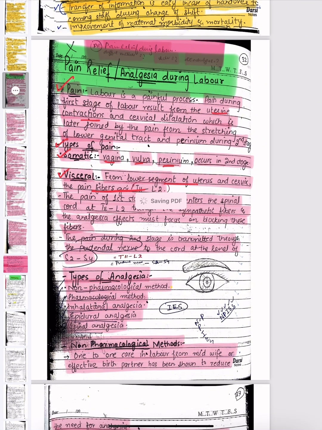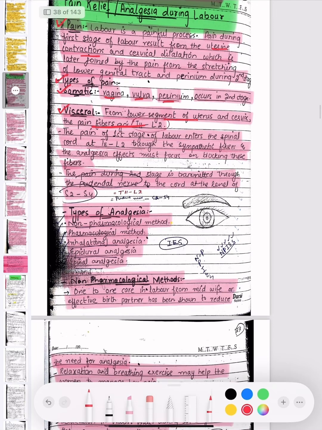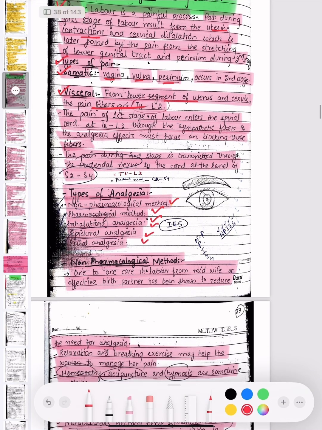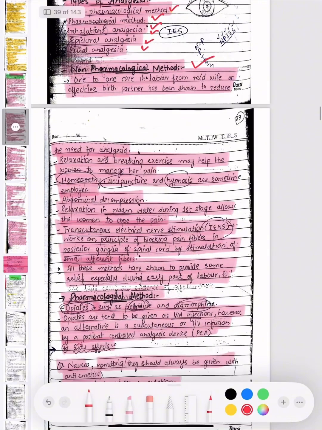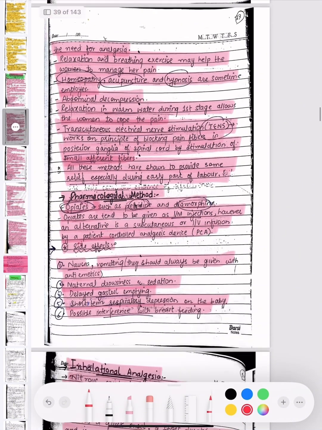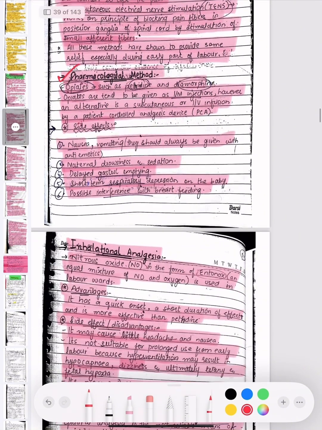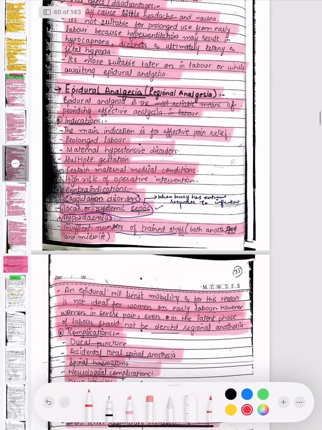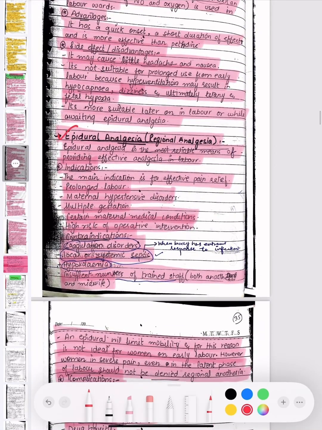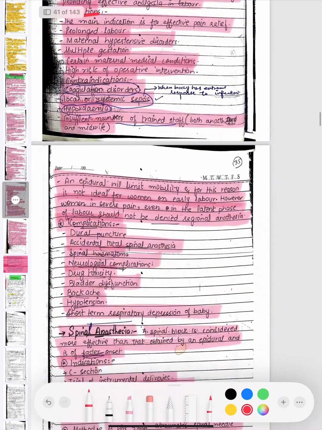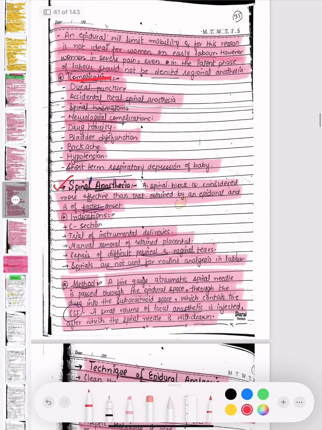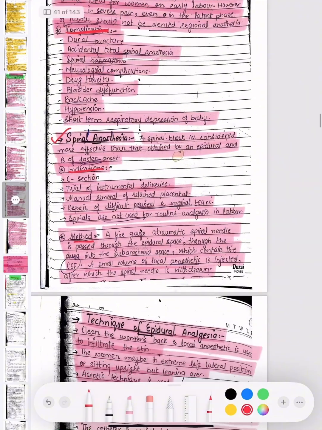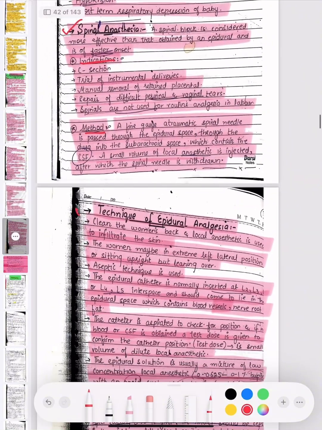Then we have the types of analgesia. These are non-pharmacological methods, pharmacological methods, inhalational analgesia, epidural analgesia, and spinal analgesia. We have discussed the non-pharmacological methods, then the pharmacological methods, then the inhalational analgesia. Then we discussed the epidural analgesia, the indications, the advantages, the complications and the disadvantages. Then we discussed spinal anesthesia, the indications, the method. Then we discussed the technique of epidural analgesia.